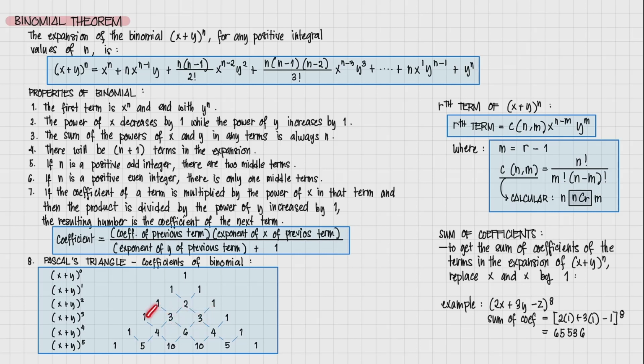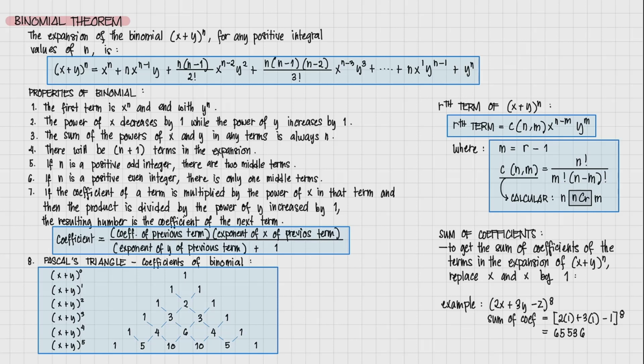You bring this down, you bring this down. So you add this, 1 plus 3 is equal to 4. 3 plus 3 is equal to 6. 3 plus 1 is equal to 4. You bring this down. And so on and so forth, hanggang makuha nyo yung desired nyo na number of coefficients.